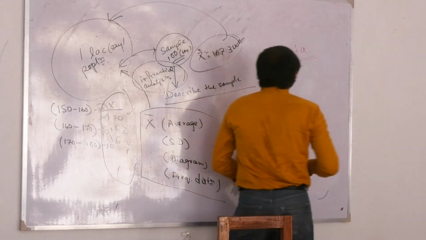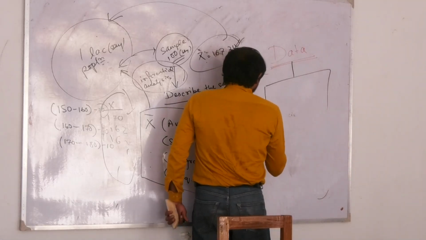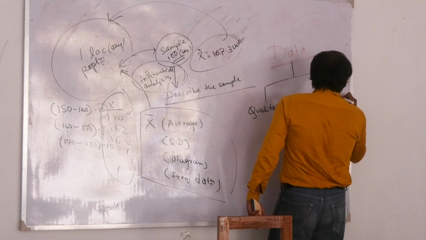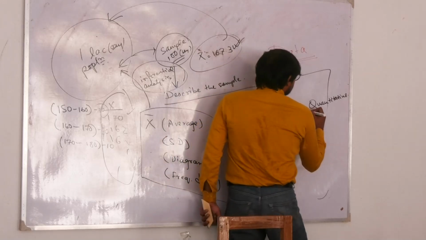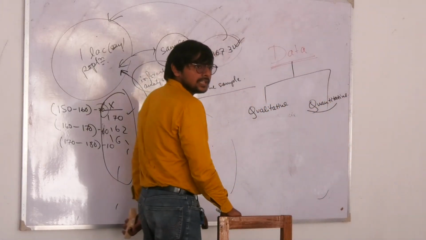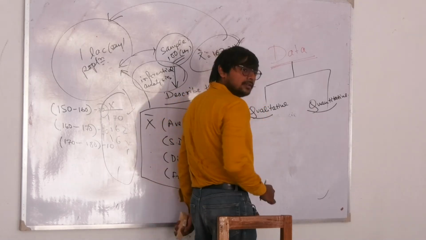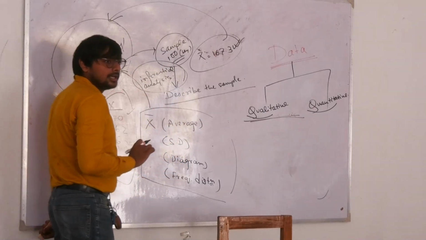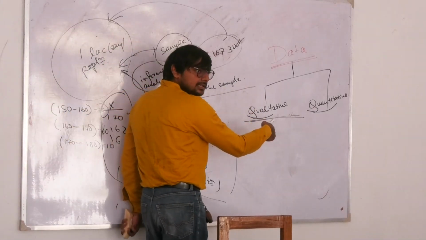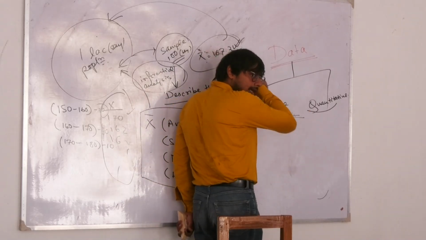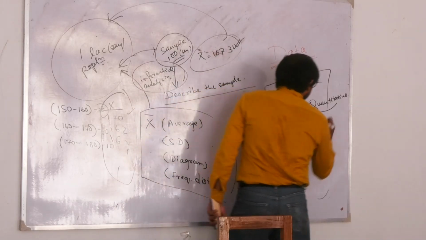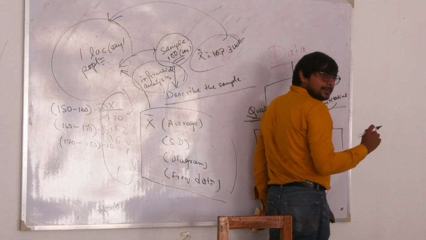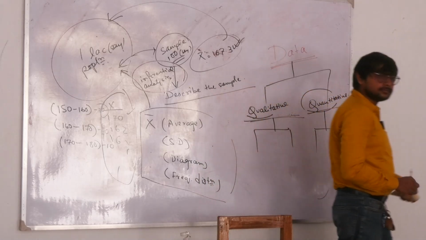So let's classify data: qualitative and quantitative. As the name suggests, quantitative has some quantity, and qualitative has some quality, correct? So when there is no number, or there is a number but we cannot do any mathematical operations on it, that type of data is called qualitative data, like grades, phone number, address. Understood? And whenever there is a number where we can do mathematical operations, that type of data is called quantitative data. Understood?